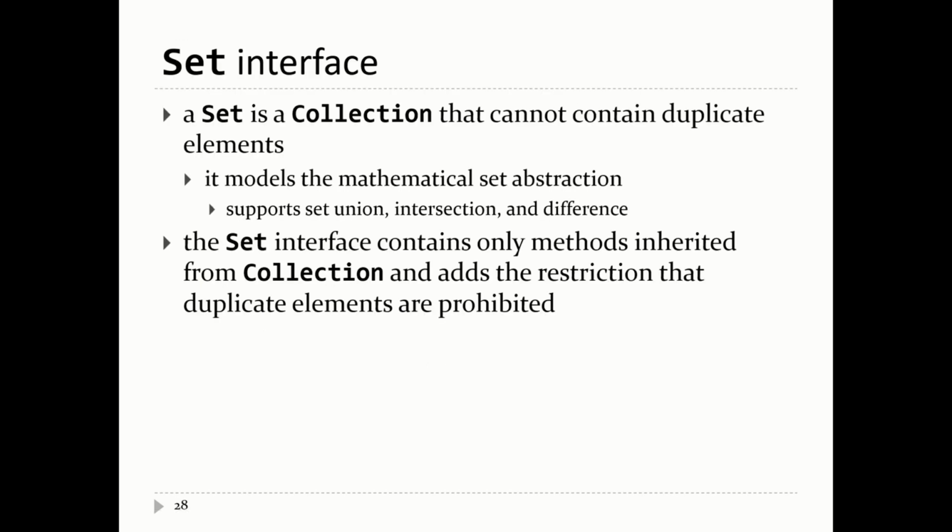A set is a collection that doesn't contain duplicate elements. The set interface doesn't add any extra methods compared to the collection interface, so it only contains methods that it gets from collection. It changes the specifications for the methods, though. So a set is a collection where there are no duplicates. When you look at methods like add for the set interface, it says add doesn't allow duplicate elements to appear in the set.